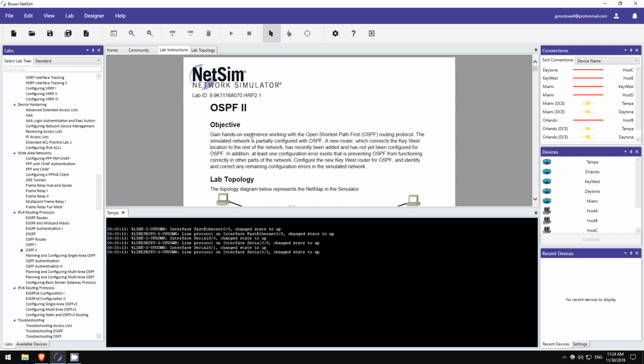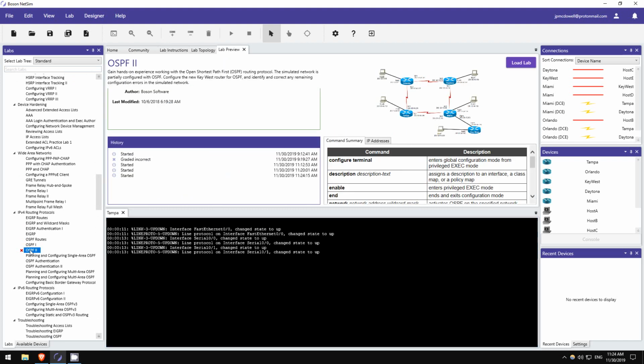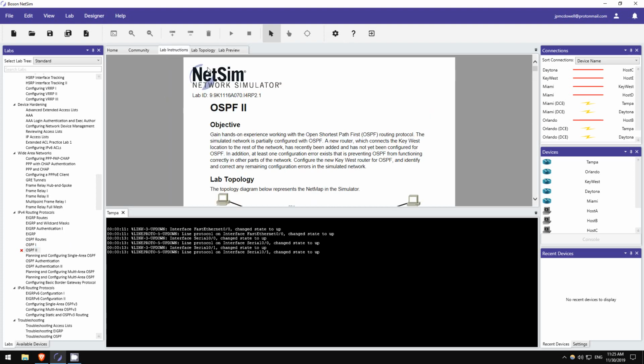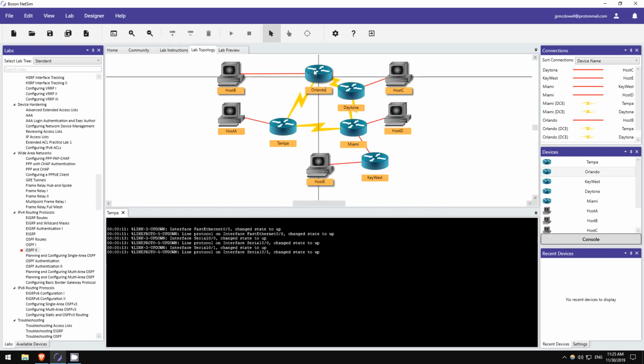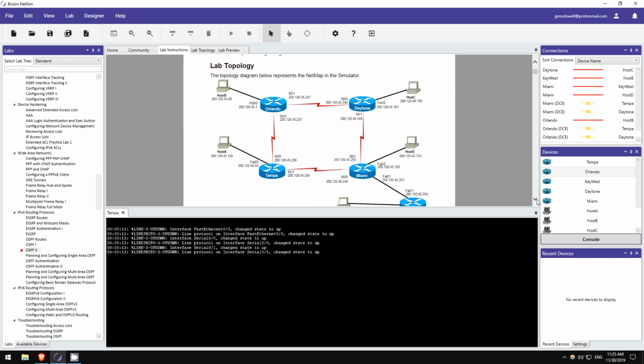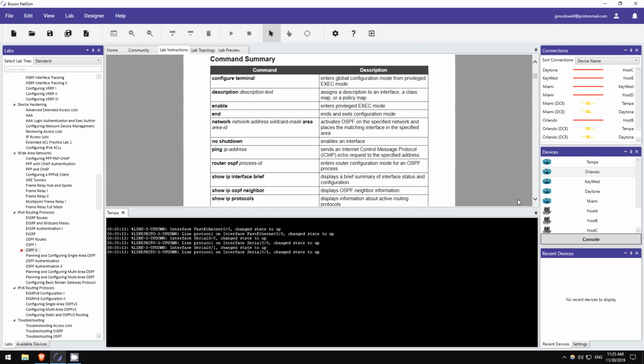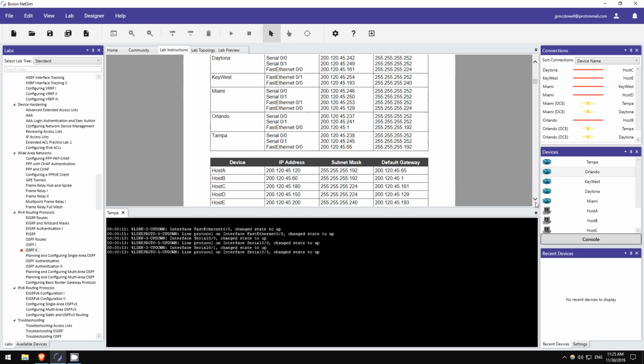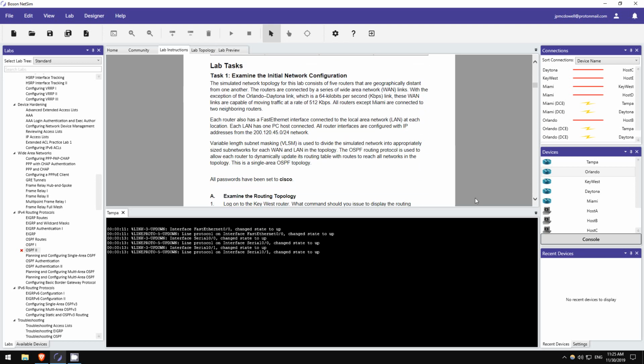Okay, so I've already loaded up a CCNA lab, this OSPF2 lab. When you first click on it, you'll get a little lab preview, and then you click Load Lab, and you get the lab instructions. You can also click Lab Topology, gives you a topology view, but there's not a lot of information here in terms of interface numbers and IP addresses, so I prefer to look at the topology here on the lab instruction view. Okay, down below is a command summary. These are the commands you need to know to complete the lab, and a summary again of the IP addresses. So let's get started. Task 1 involves examining the network configuration.